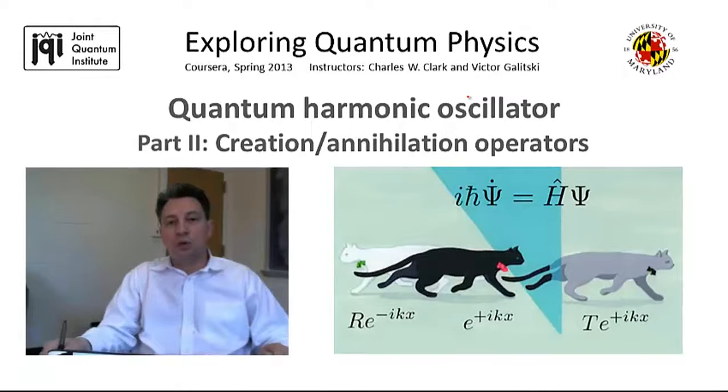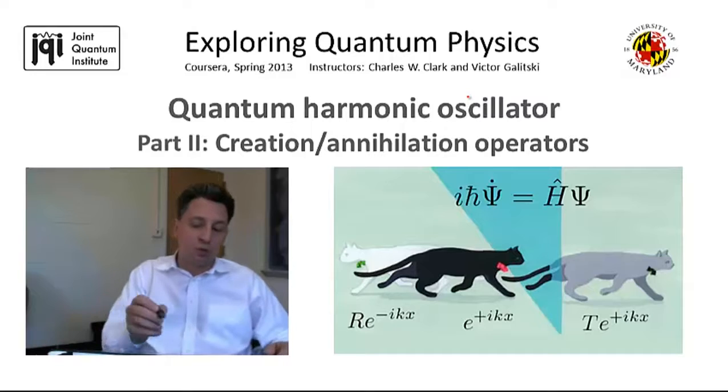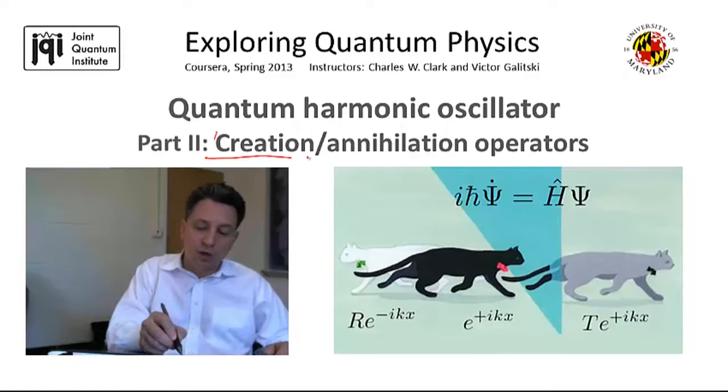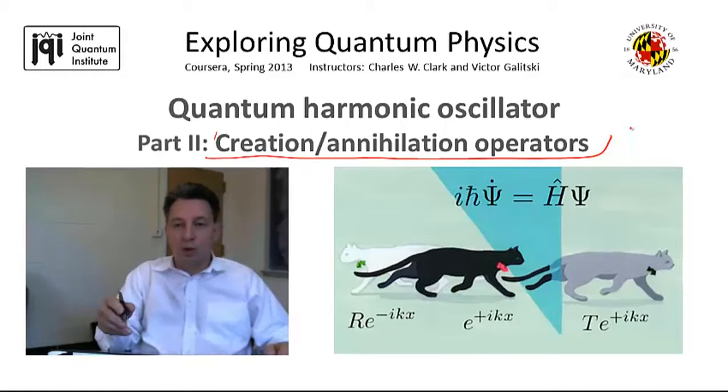So now we proceed with the technical solution of the quantum harmonic oscillator problem. And I should mention that there exist many equivalent ways to solve this problem. But today I'm going to present a purely algebraic solution, which is based on so-called creation and annihilation operators. I'll introduce them in this video.